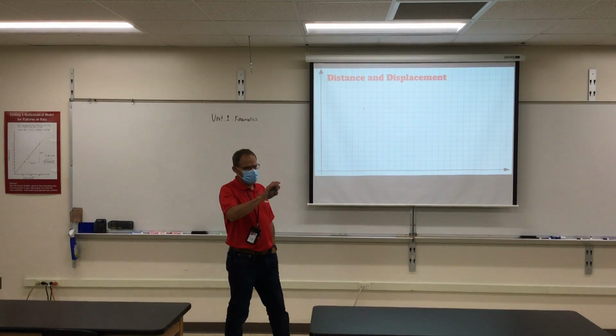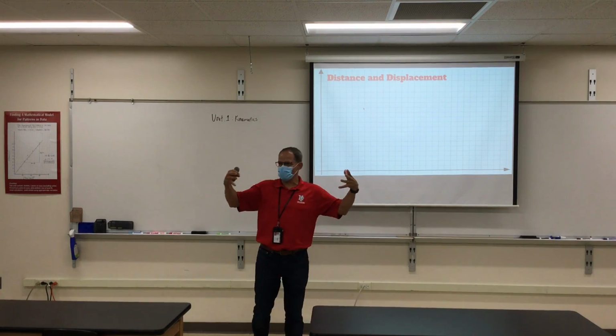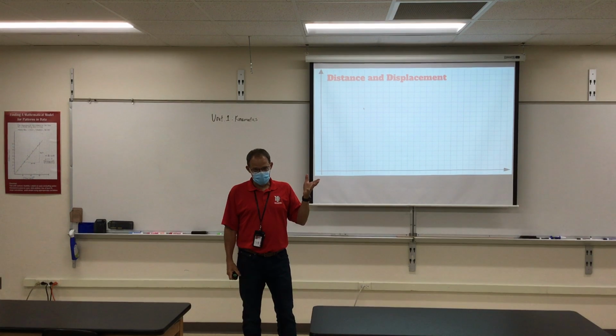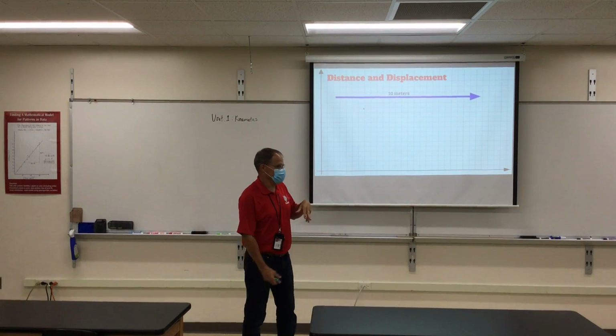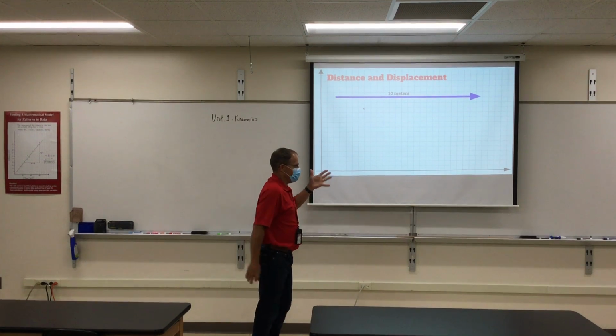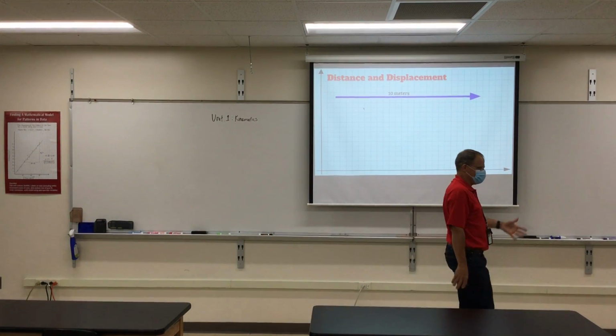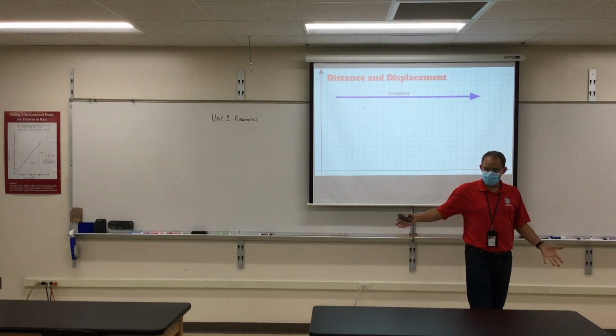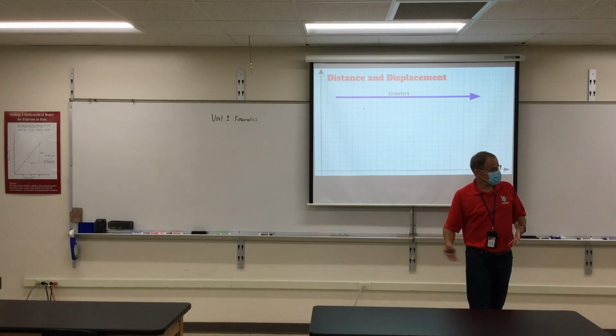All right, so first of all, don't write this down. I just want to explain some words I'm going to use. Distance is how far I go, right? Displacement is very, very similar. If I start here and I walk 10 meters, how far have I walked? 10 meters. My distance is 10 meters. My displacement is 10 meters. They're the same thing, right?